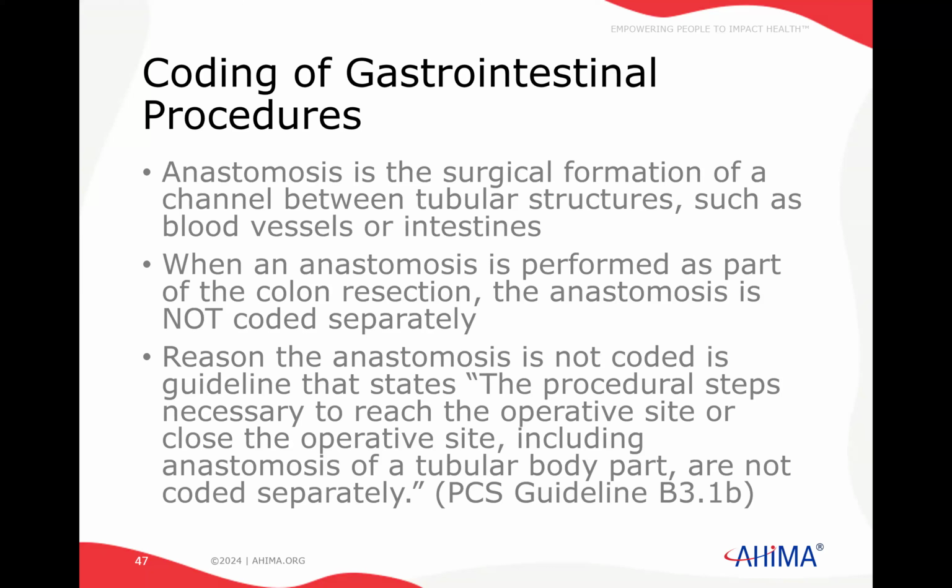Something that we see from time to time with procedures like a low anterior resection of the colon is the surgical formation of a channel, right? We do an anastomosis. The anastomosis, in other words, the sewing together of the two different sections of the colon when we take out the diseased part of it, is not coded separately. And that's because of the guideline that you can see that the procedural steps necessary to reach an operative site or to close it, including anastomosis, are not coded separately.